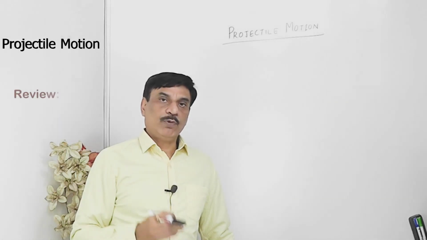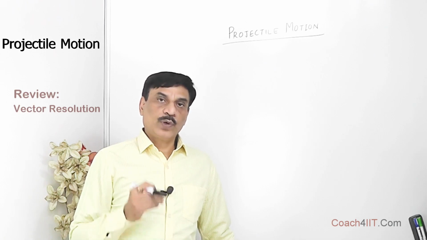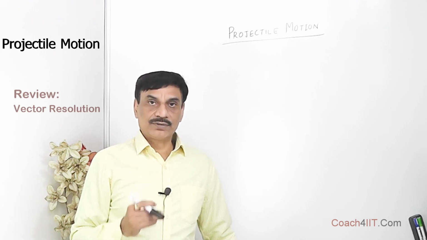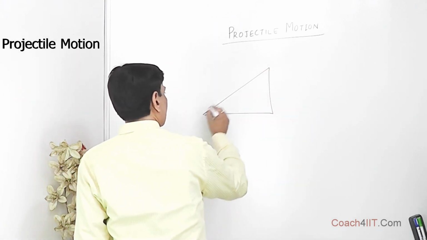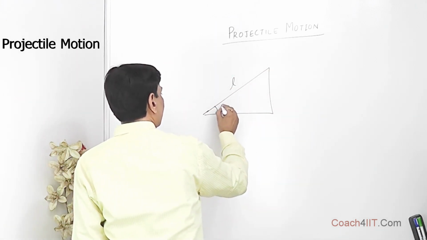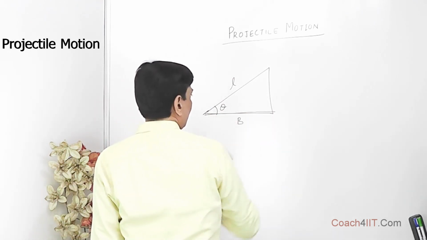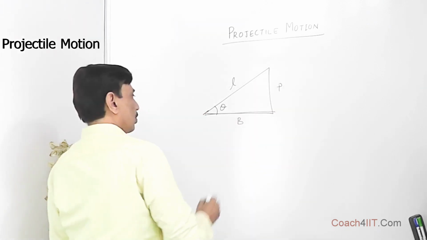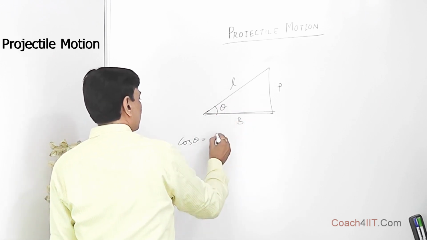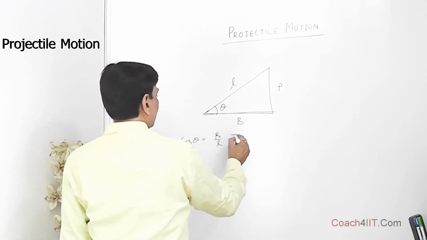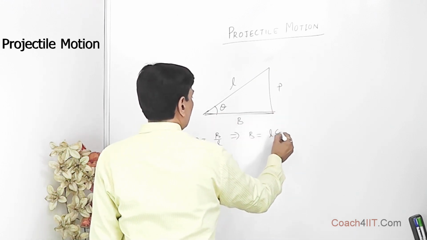You have to break a vector, or resolve a vector, into its rectangular components. For that we understand a right angle triangle. Over here, if we say this is L, this is theta, and this we have to find out. Suppose we take this as base and this we call perpendicular. So over here we see that cos theta is equal to base by hypotenuse. So this implies the value of base is going to be equal to L cos theta.